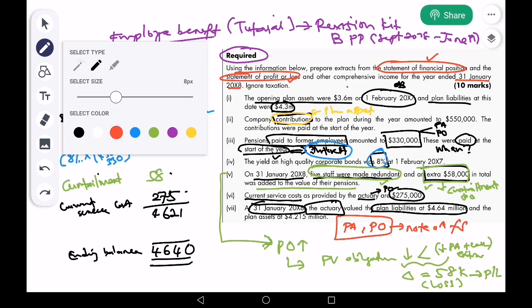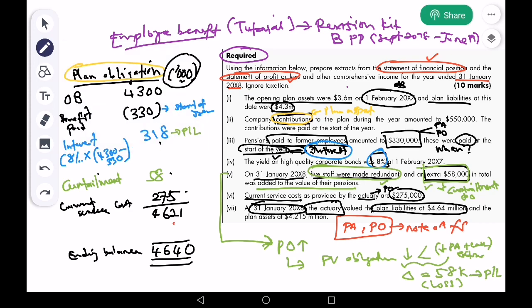So what will be your remeasurement, class? As you can see now, the difference will be 19. So do you see, is it an increase or decrease? Increase in your planned liabilities. So that we call as loss on remeasurement, balancing figure.